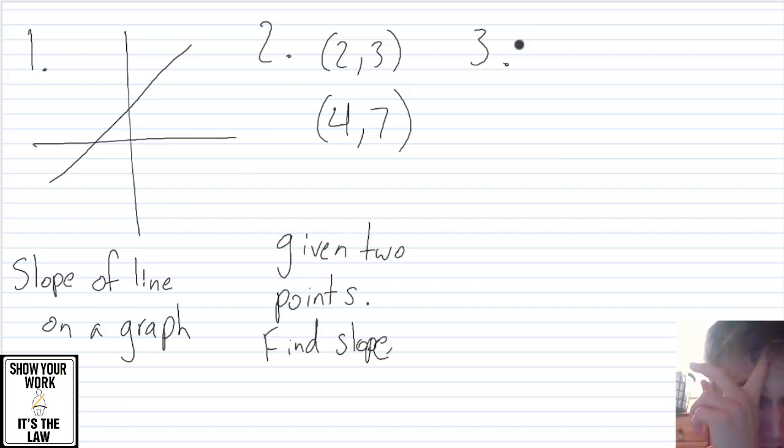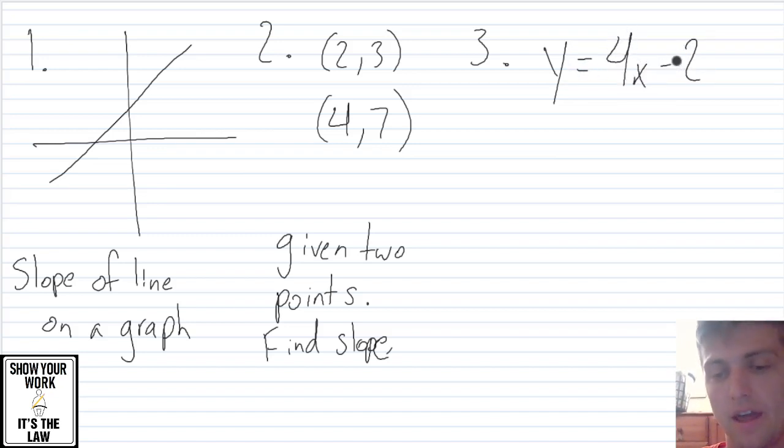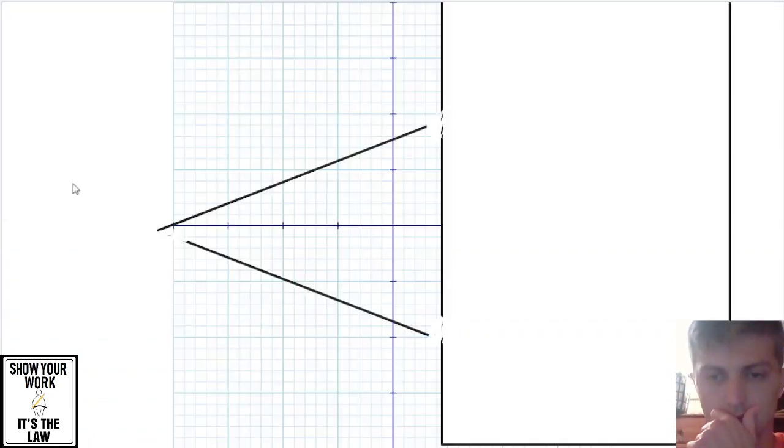Scenario number 3, we are given the equation of a line. Y equals 4x minus 2 or something. I don't care, just that. So, all right, let's start with scenario number 1, where we're given the line on a graph.